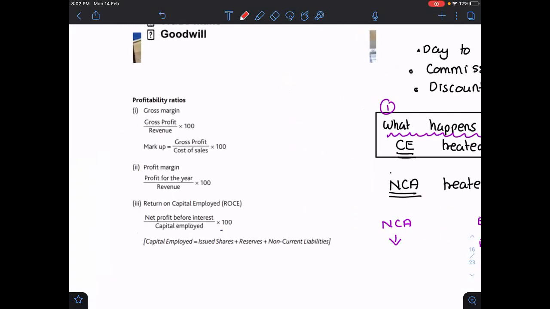Gross profit upon revenue into 100. Markup is gross profit upon sales into 100. Profit margin, profit upon revenue into 100. Return on capital employed, net profit before interest upon capital employed into 100. Capital employed is total assets minus current liabilities.